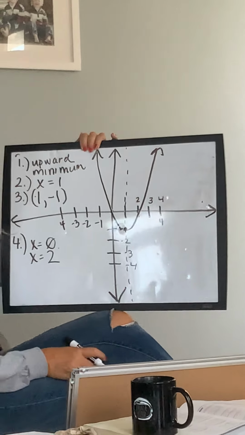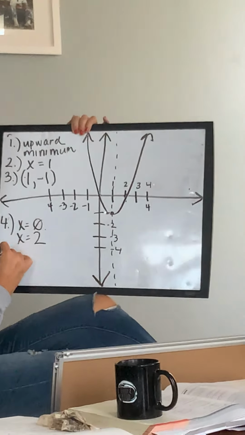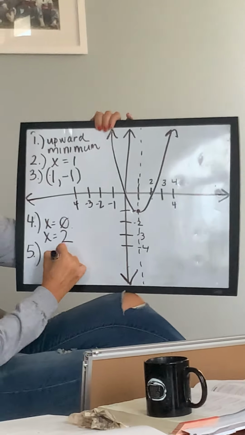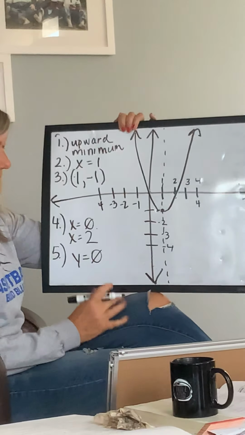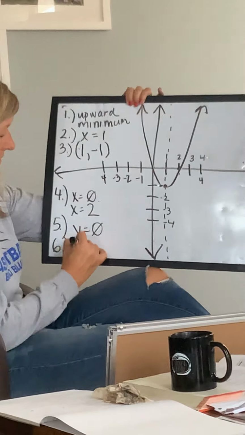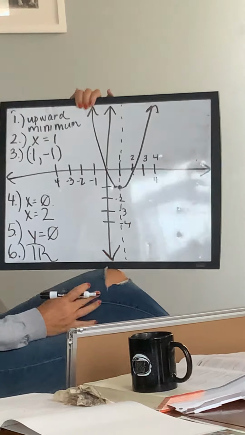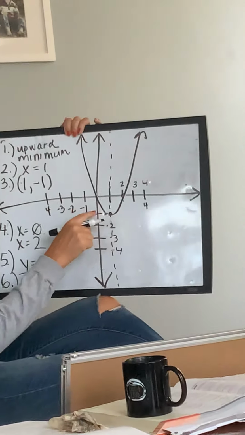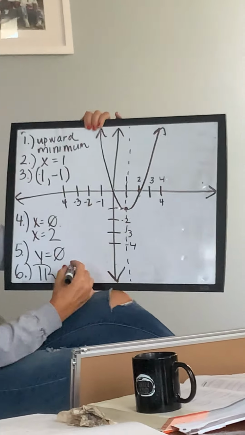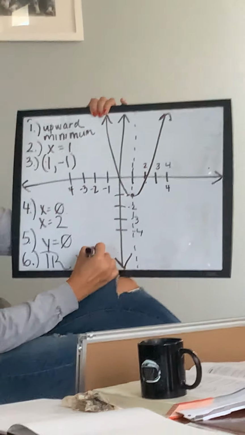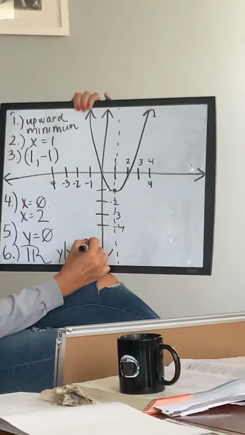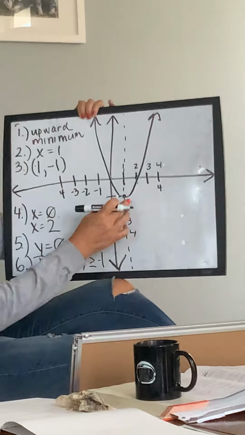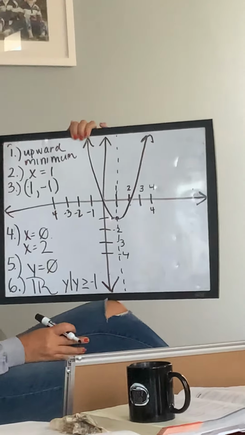Then we want to know our y-intercept. So where does it cross the y-axis? At our origin, right? Y equals 0. Okay. And then our domain and range. Domain is all real numbers, everybody now. And our range would be any number greater than negative 1. So y is greater than or equal to negative 1. Okay, you always have to have the greater than or equal to because it can include that point, okay?